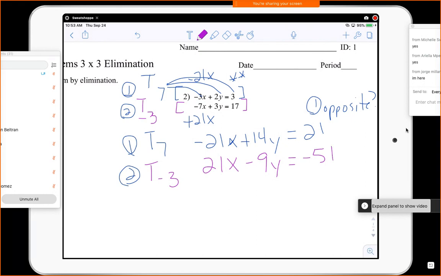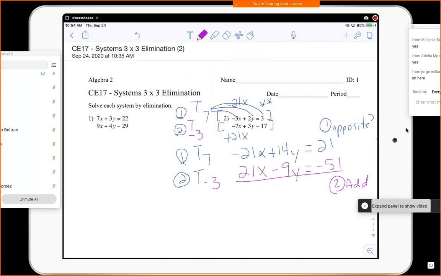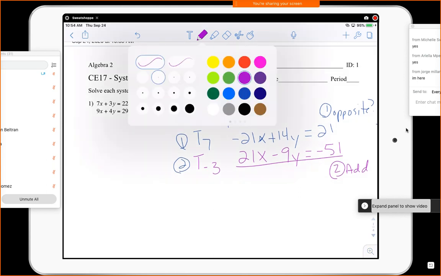Okay, now I have something opposite each other. Step 2, it says to add. So here we go. I'm going to draw a line. I'm going to zoom out just a little bit. Let's pick another color because I can. These are going to cancel. 21x and negative 21x, they are going to cancel once my pen catches up.